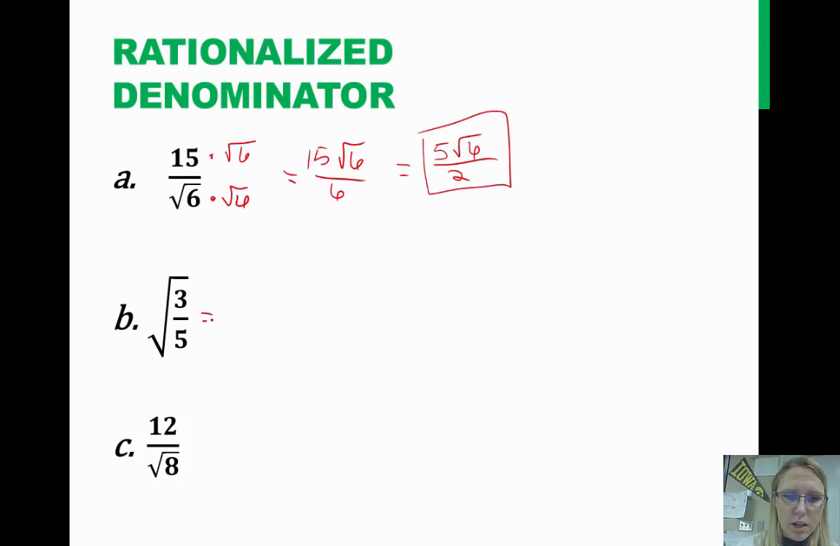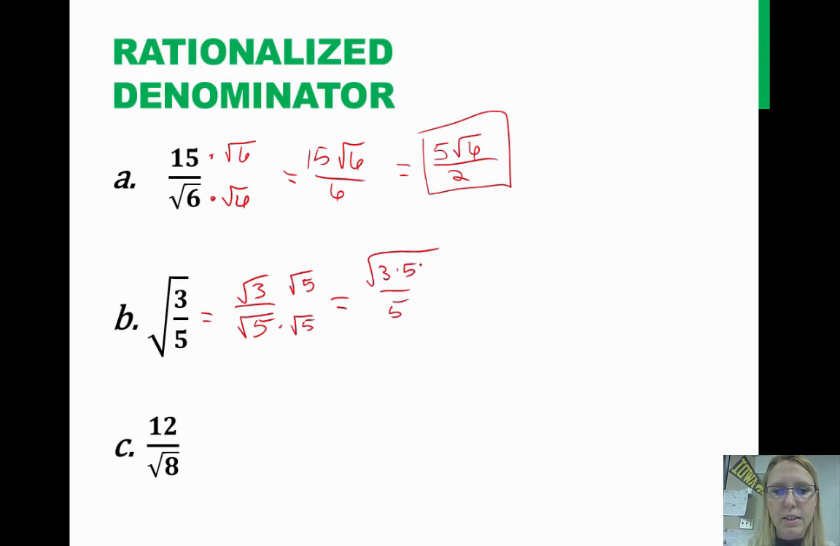On this one, I can change this to the square root of 3 over the square root of 5. We learned that in the last lesson. I need to get rid of the square root of 5 on the bottom, so I'm going to multiply it by the square root of 5. And now I have 5 on the bottom. And then remember, when you have a square root times a square root, it's the same thing as saying 3 times 5 inside the one square root, which means it's the square root of 15 over 5. 15 can't be reduced anymore, so this is as far as I can take it for that one.